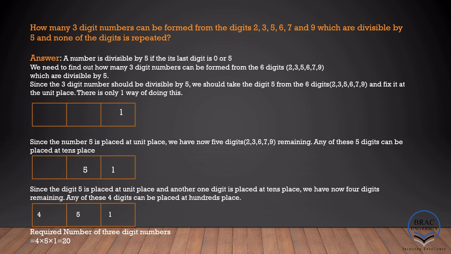The only remaining place is the hundreds place, right? So we have to pick it from the 4 remaining digits. So here we can pick in 4 different ways. So in total, the number of ways we can pick the 3-digit number from the given numbers is 20.